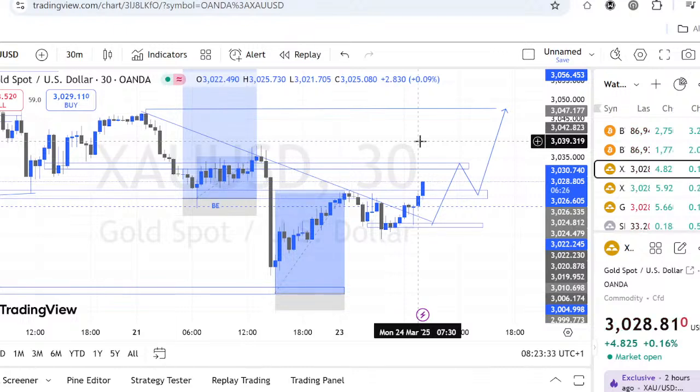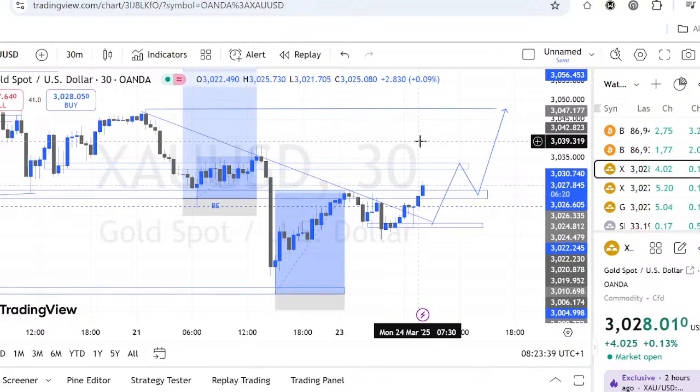So as we can see, gold has pushed up, and anybody that bought at 29.20 is smiling right now because it's in profit.